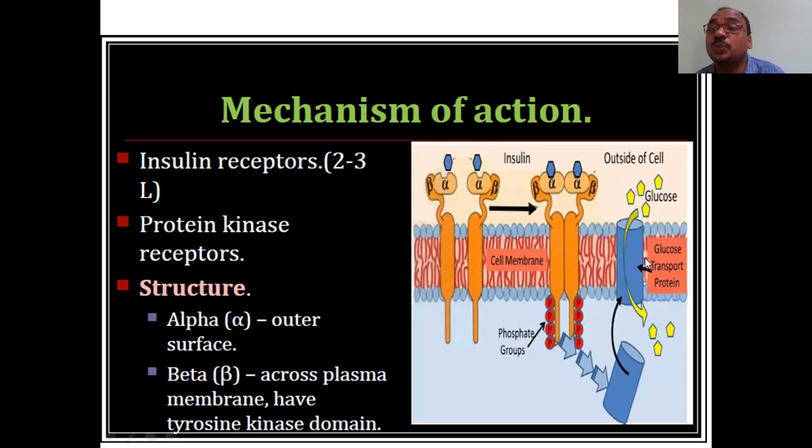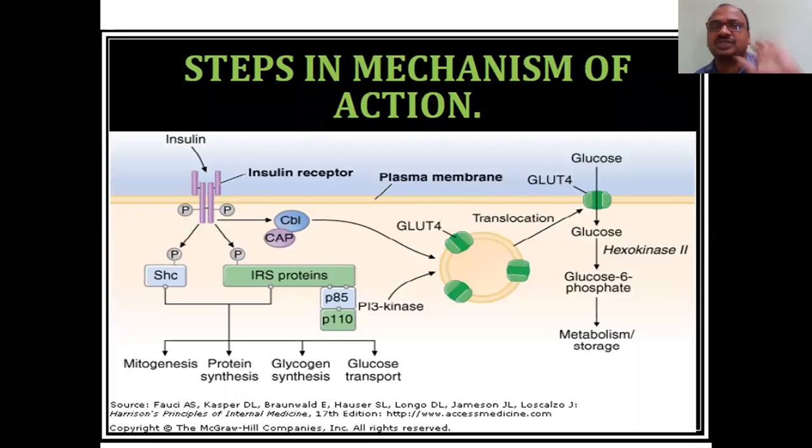This gate is called a glucose transport protein. It is transporting the glucose, a protein. Insulin receptors, 2 to 3 lakhs will be there. If you see the structure of the insulin receptor, the alpha is on the outer surface, whereas the beta part crosses the cell from outside to inside through the cell membrane. Across the plasma membrane it has a tyrosine kinase. If you want to go in depth, it is the same structure: when insulin comes and binds with this receptor, the alpha is here and the transmembrane part is the beta. When insulin binds, the gate will be open and glucose will enter. This glucose will be metabolized and stored for energy.